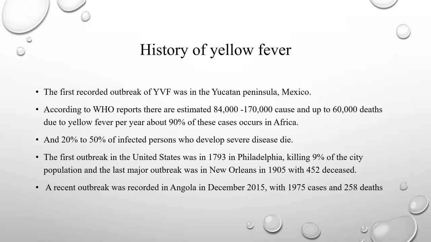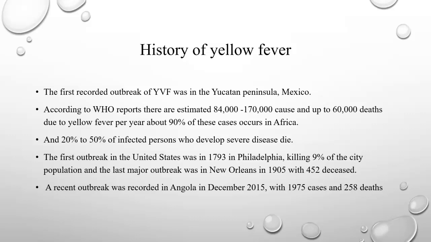This is a brief history of yellow fever virus. The first major outbreak was recorded in Mexico. According to the World Health Organization, there are an estimated 84,000 to 170,000 cases and up to 60,000 deaths per year due to yellow fever, and 90% of these cases occur in Africa. About 20 to 50% of infected persons who develop serious disease usually die.